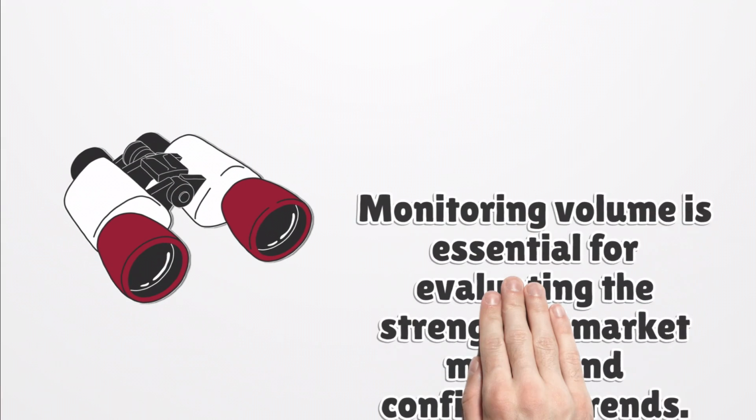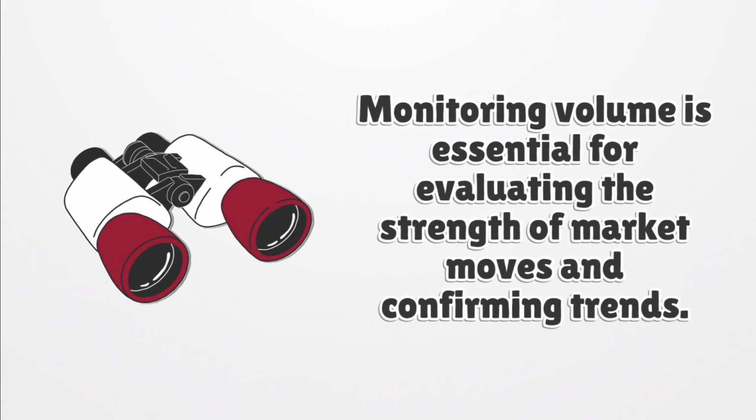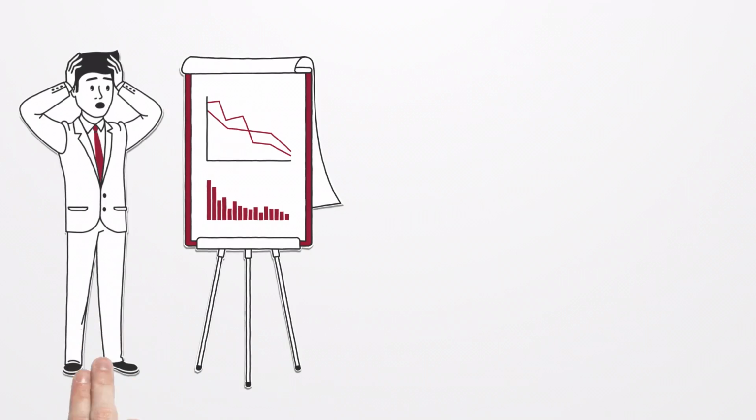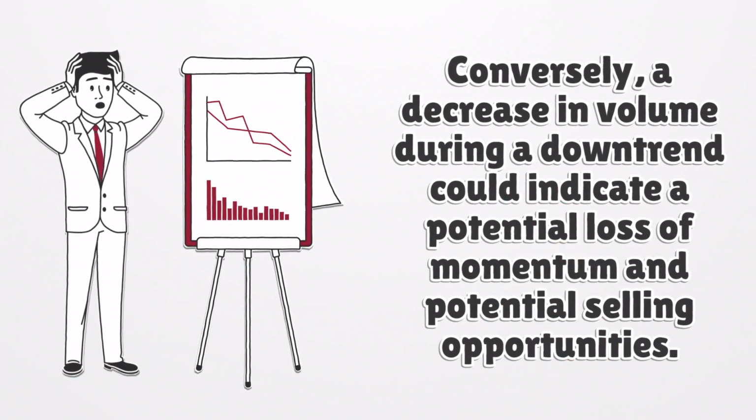Monitoring volume is essential for evaluating the strength of market moves and confirming trends. For example, a significant increase in volume during an uptrend could signal a continuation of the trend and present potential buying opportunities. Conversely, a decrease in volume during a downtrend could indicate a potential loss of momentum and potential selling opportunities.